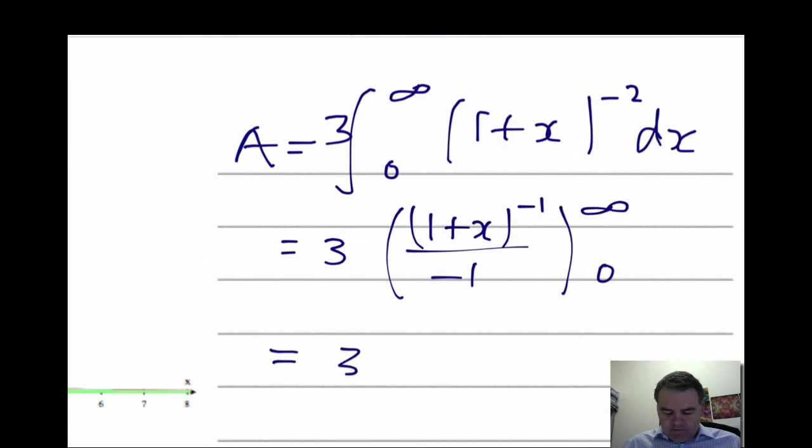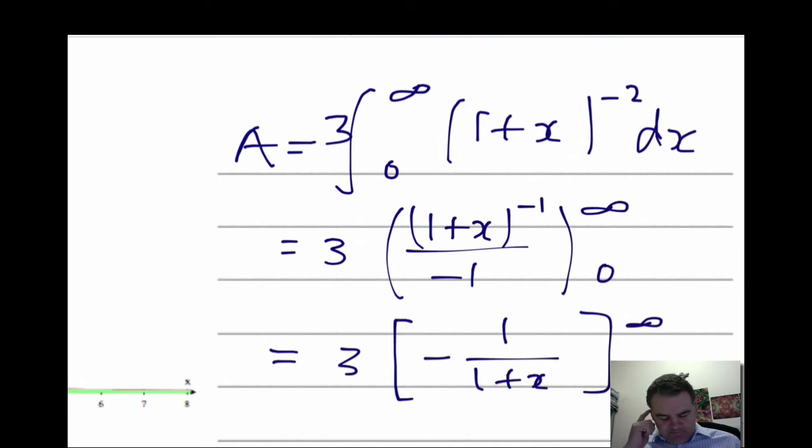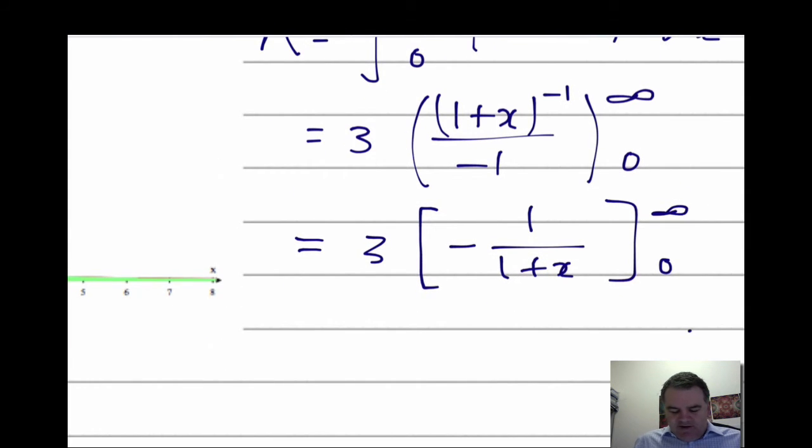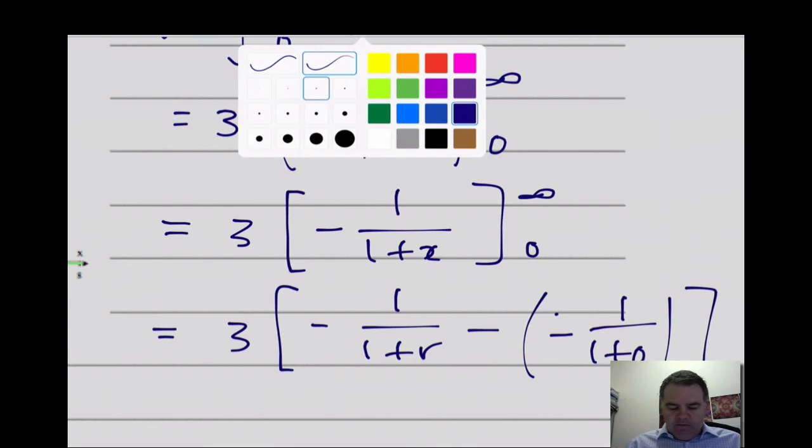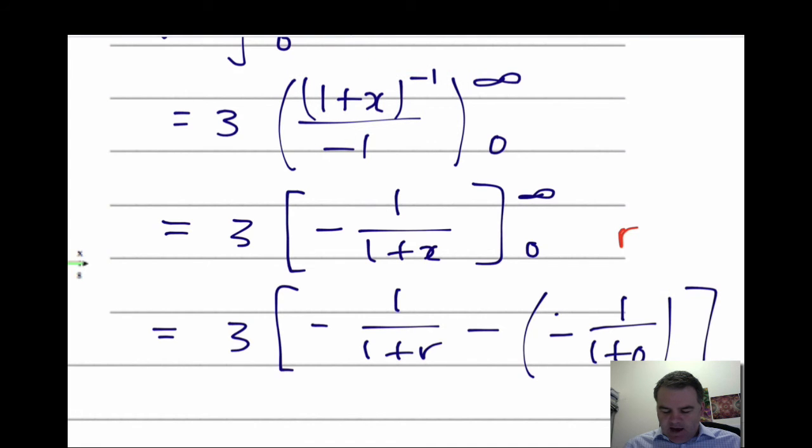Let's tidy this up a bit. We've got negative 1 over 1 plus x between infinity and 0. So it looks really mathematically dodgy to now substitute infinity in there. So what I'm going to do is just use a different variable. I'm going to use r here. Minus negative 1 over 1 plus 0. There we go. And what I'm going to do now, most trickily, is I'm going to say let r tend towards infinity.